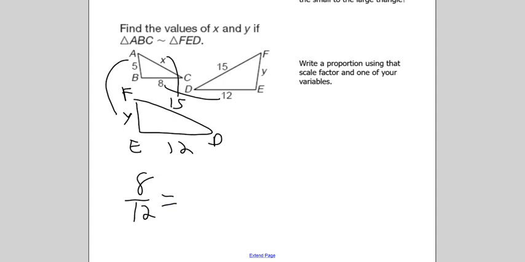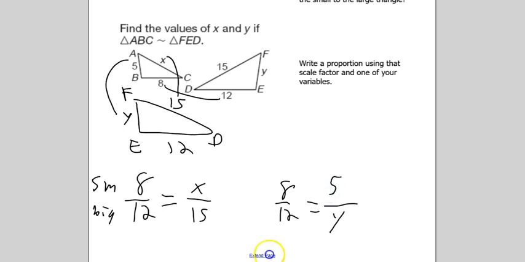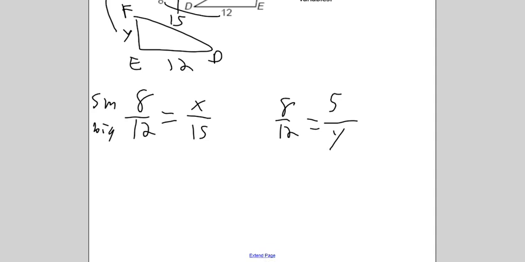And I also like to do something like this, a word ratio, to keep on track. So 8 is my small, X is on my small, and what corresponds to X? 15. Now I'm going to do it again with my magic ratio. And Y is on my big one, and Y corresponds to 5. And now I just have to solve, cross multiply.